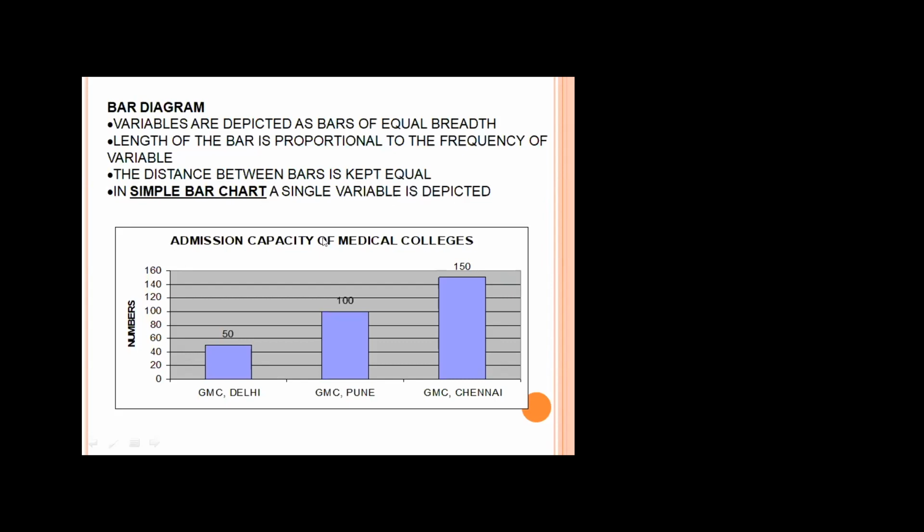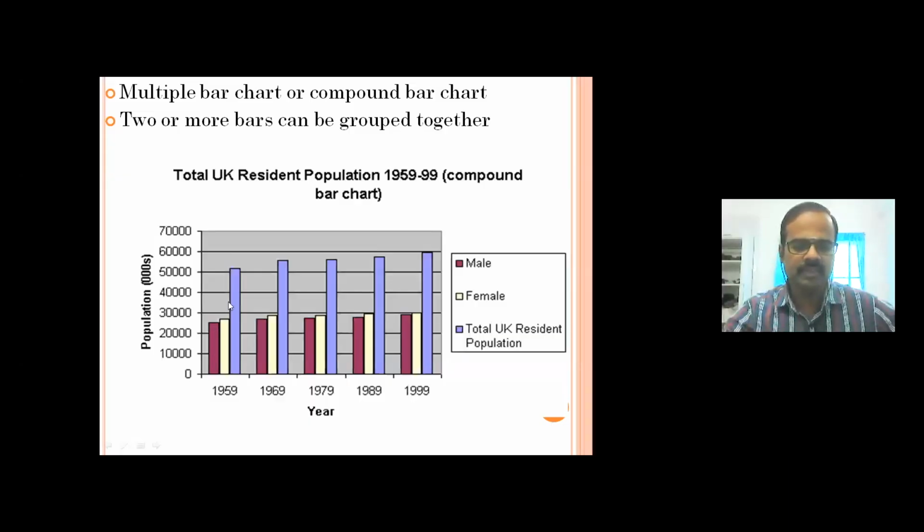What is the variable depicted here? Admission capacity of medical colleges in various places. Delhi 50, then some college in Pune, and so on. This is the frequency, so the more the frequency, the more the height of the bar. You can give different colors for different variables, so that here for male it is given as a pink color, and for female another color.